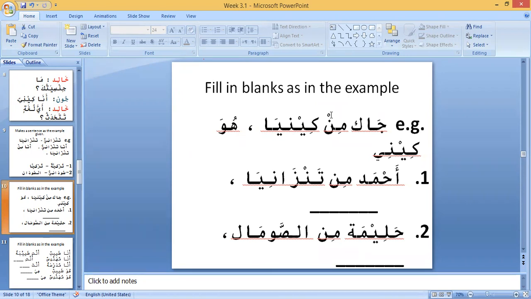The instructions will be in English. You'll be asked to fill in something or to do something. The content that you choose from is in Arabic, but the instructions are in English, and there is no writing involved. It is mostly multiple choice, those jumbled questions.